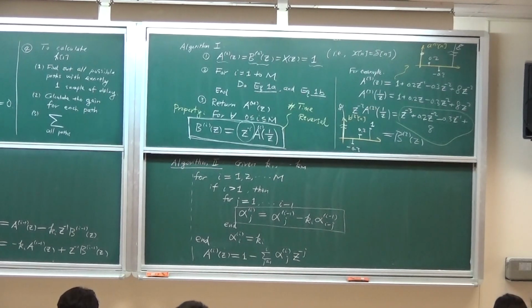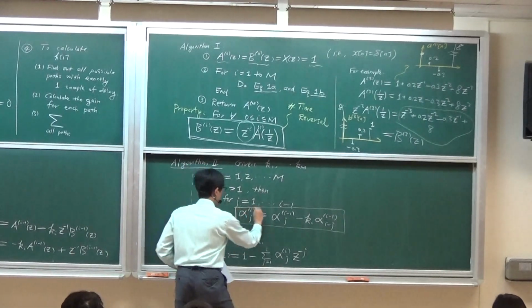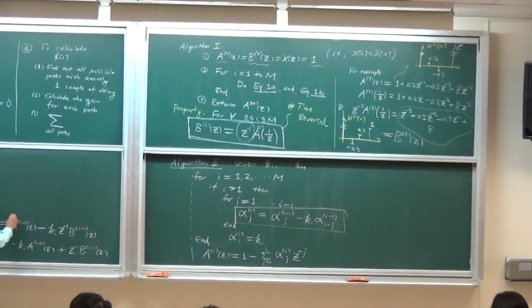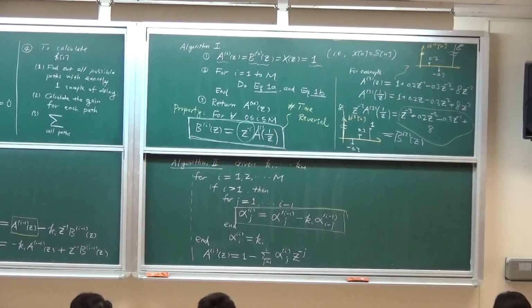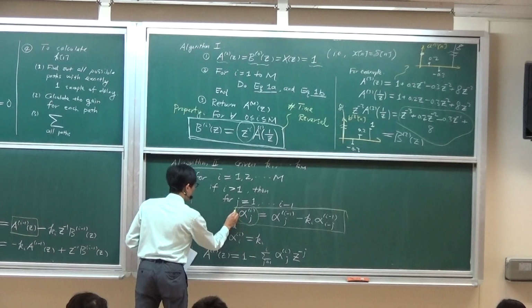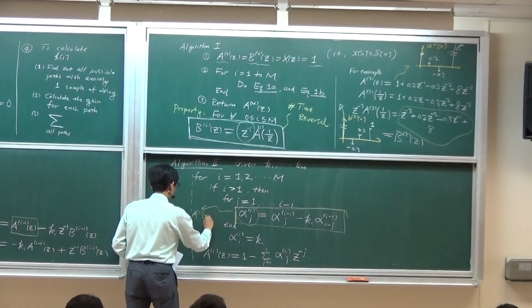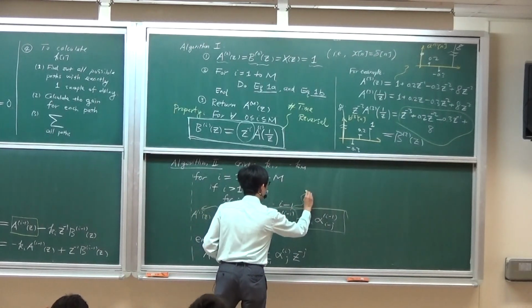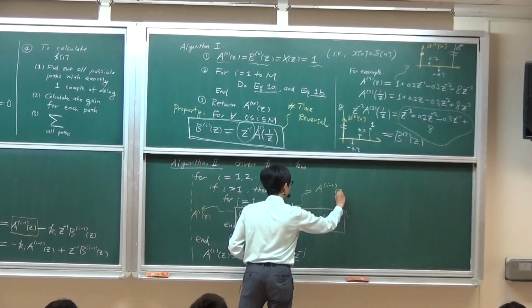Okay, so let me just point out: here, there's this alpha variable. This relation really is exactly the same thing as equation 1a. Equation 1a says that A superscript i of z is A superscript i minus 1 of z minus something. So this term really corresponds to A superscript i of z, roughly. And this term corresponds to A superscript i minus 1 of z.